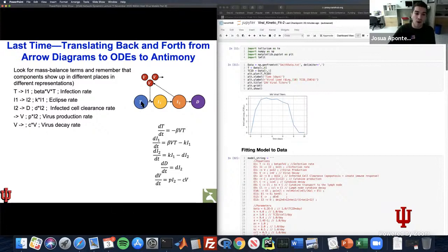It has cells in an uninfected state, cells in an early infected or eclipse phase state where they are infected but are not yet producing virus. Cells in a productive state where they are infected and produce virus. And then these late infected cells die because of viral production. And then this virus that is produced by the infected cells contributes to further infection of uninfected cells. And that virus can also decay.